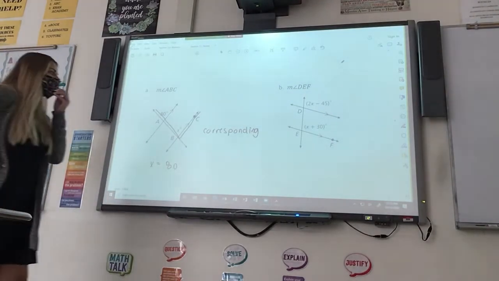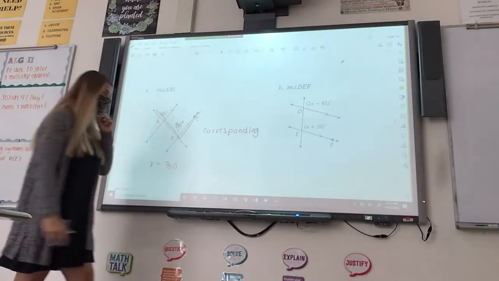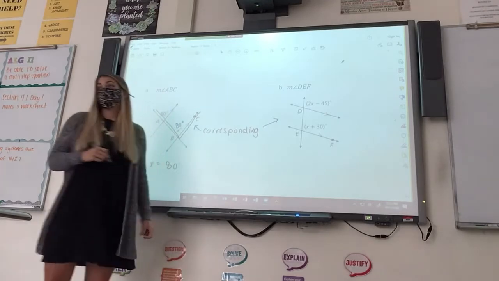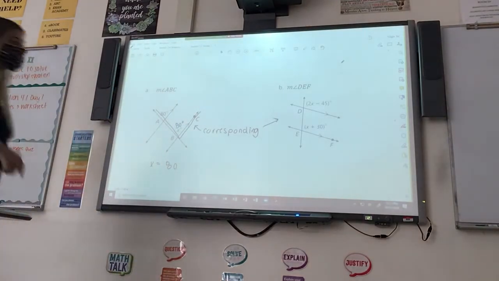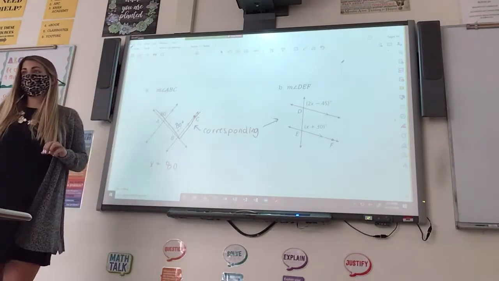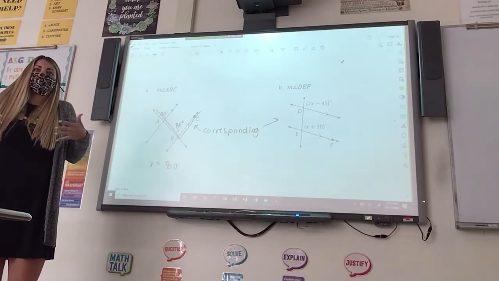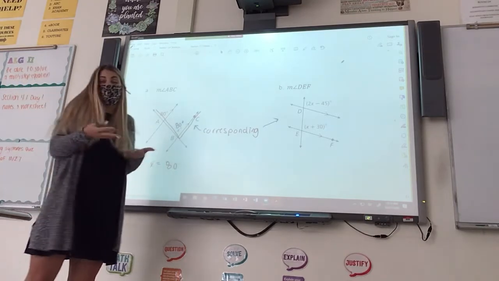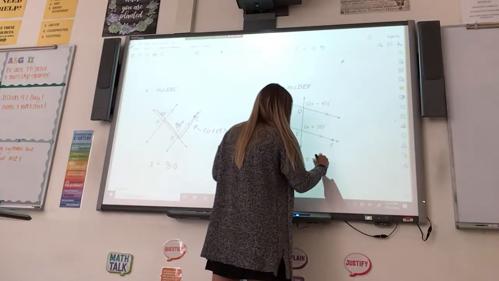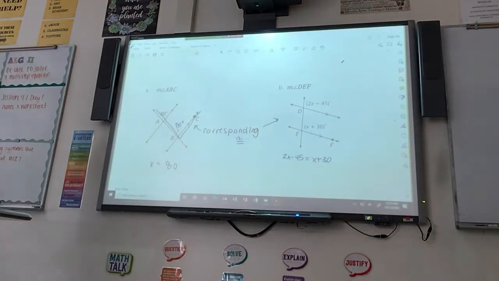Okay, part B, find the measure of angle DEF. Those are corresponding. Again, what do we know about corresponding angles? They are congruent. When things are congruent, what could I do to them? What does congruent mean? They're the same. So if they're the same, I could set them equal. So I could say 2x minus 45 equals x plus 30, because corresponding angles are congruent. Things that are congruent, we set equal.